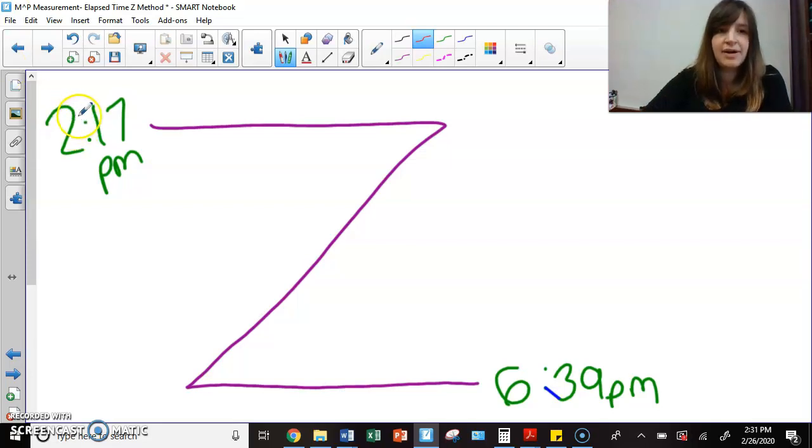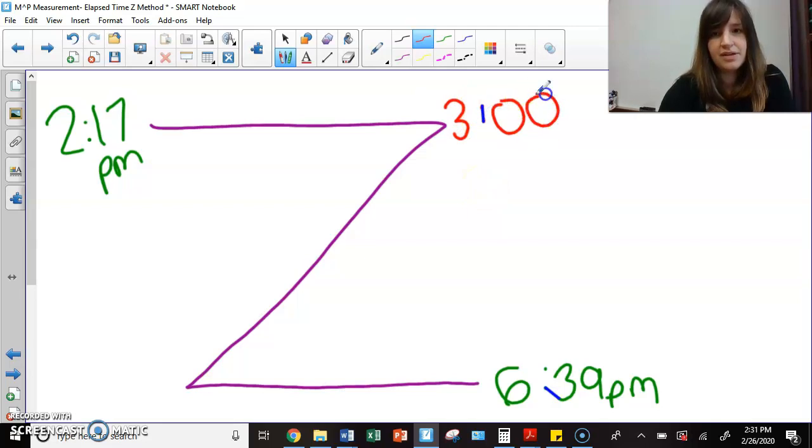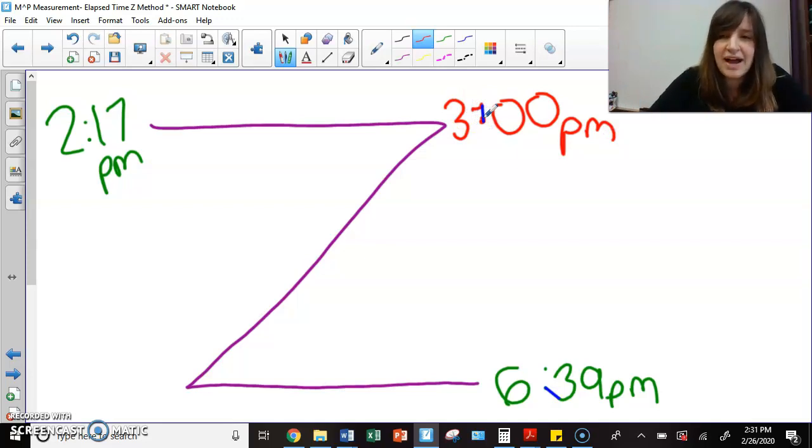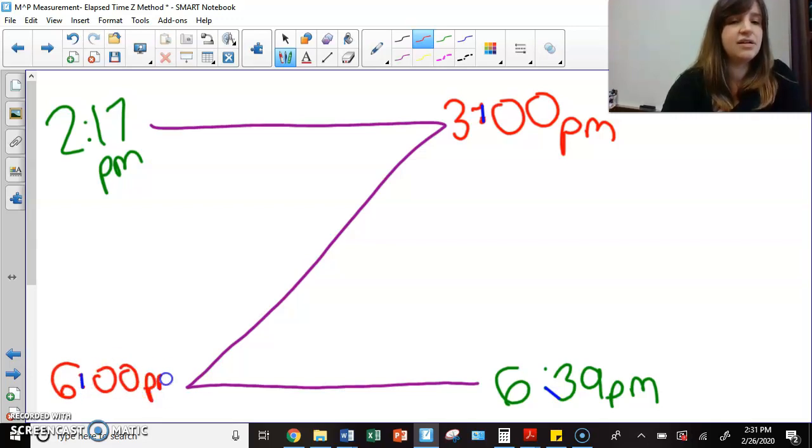So the next whole hour after 2:17 is going to be 3 o'clock. And then the whole hour that's before 6:39 is going to be 6 o'clock. So the bottom line is really easy to do, and the middle line might be simpler. The top line is probably the trickiest in my opinion, but not in everybody's. So you don't have to work in order.